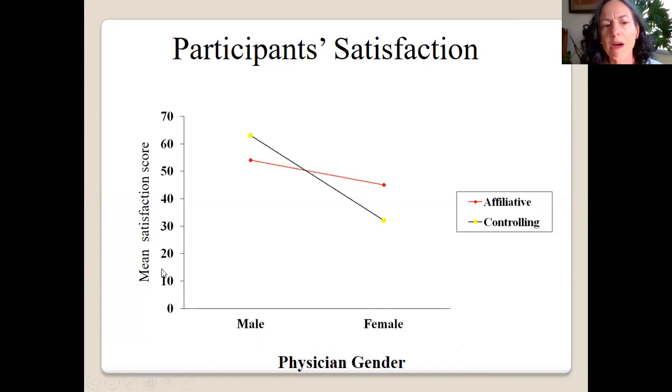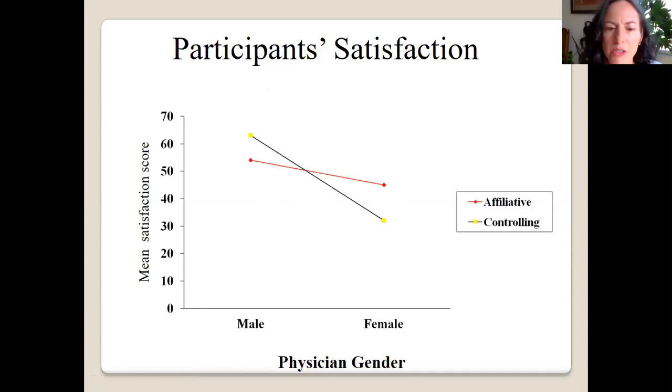If I graph it out, all I've done here is put my dependent variable over here on the vertical axis. I put one of my independent variables here. I put my other independent variable right here in the legend. And what you can see is that for the male, the affiliative was not so good as the controlling. But for the female, the affiliative was better than the controlling. And there, you see where we get that X in the pattern on the graph, it denotes the interaction. So that's an interaction effect.